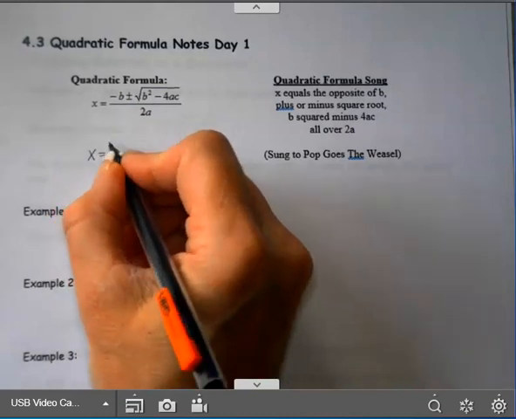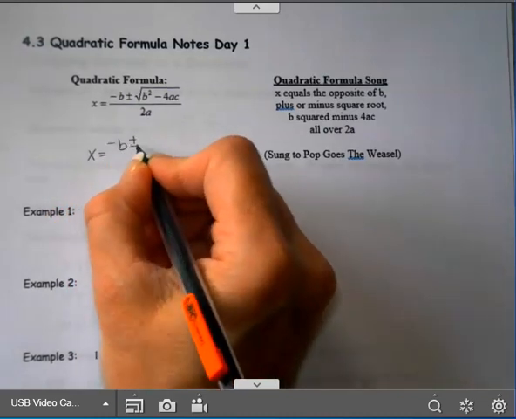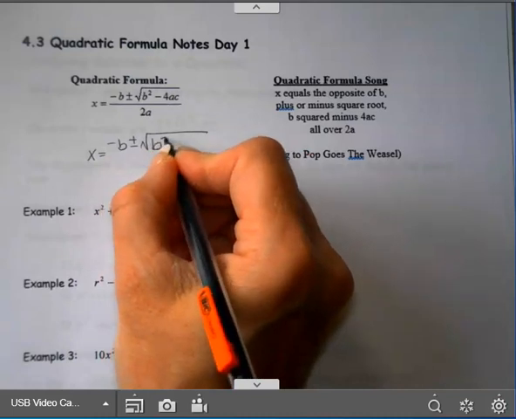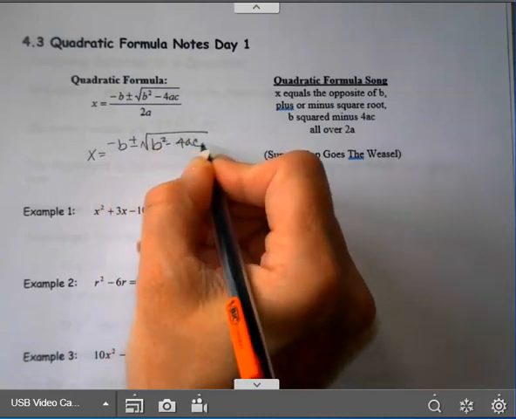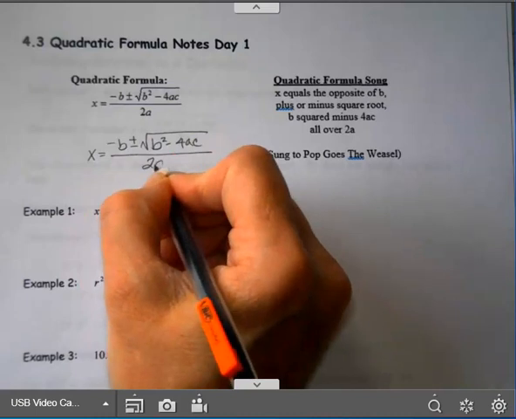X equals the opposite of b plus or minus square root b squared minus 4ac all over 2a.